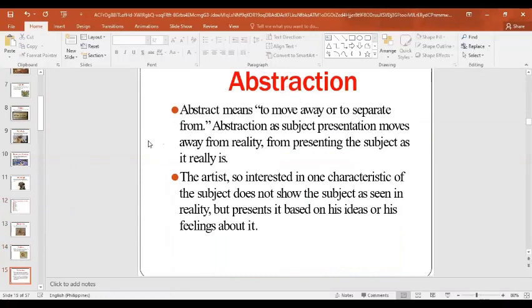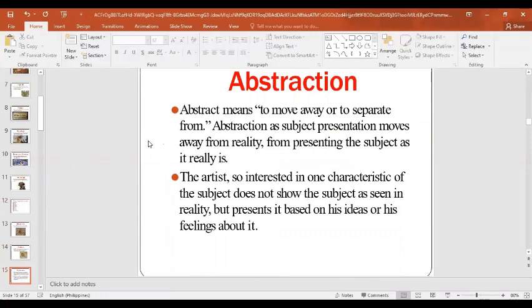So next, let's talk about naman what is abstraction. So abstract means to move away or to separate from. Abstraction as subject presentation moves away from reality, from presenting the subject as it really is. The artist, so interested in one characteristic of the subject, does not show the subject as seen in reality, but presents it based on his ideas or his feelings about it.